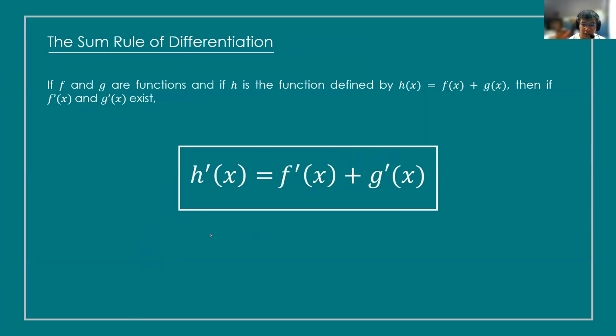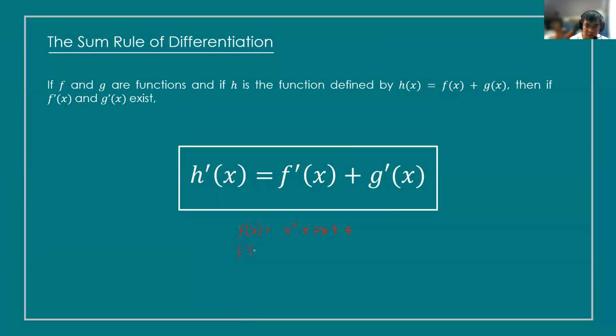Okay, so next we have the sum rule of differentiation. If you have multiple terms in your equation, so let's say you have a binomial or trinomial, for example this equation, x squared plus 2x plus 4. What this rule means is that you're going to take the derivative of each term.